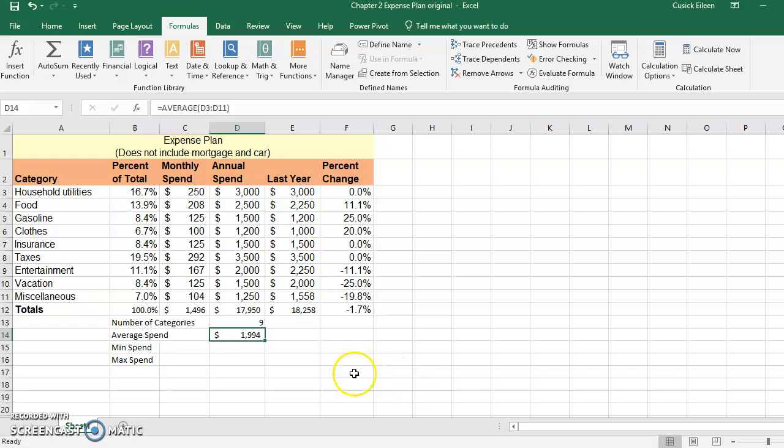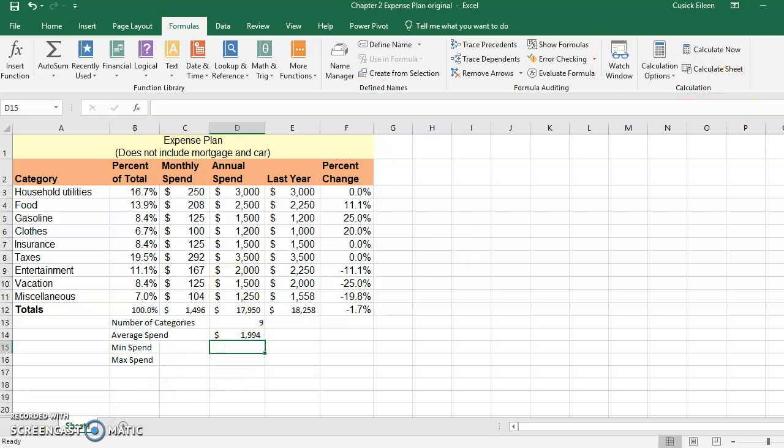And again, remember, four pieces to any function: the equal sign, the function name, the parentheses, and then the arguments. Now, min is an interesting one. This is the smallest number. So it doesn't matter how many small numbers there are, it won't tell you where the small number exists. But we just want to know what the lowest spend is and what the highest spend is for max.